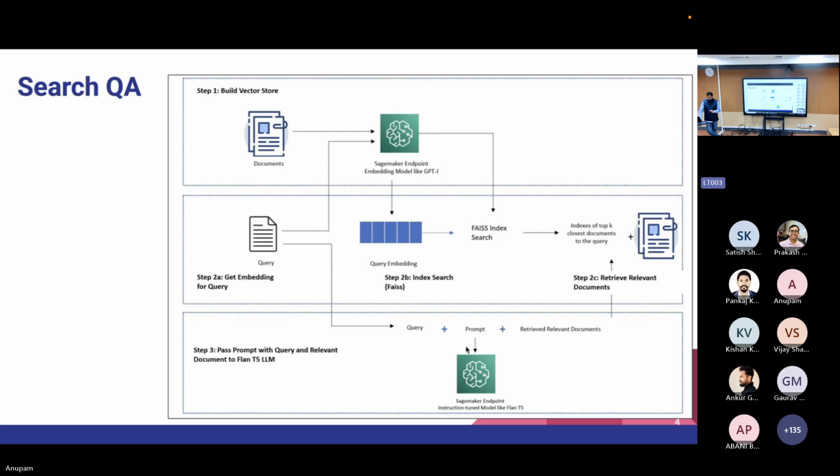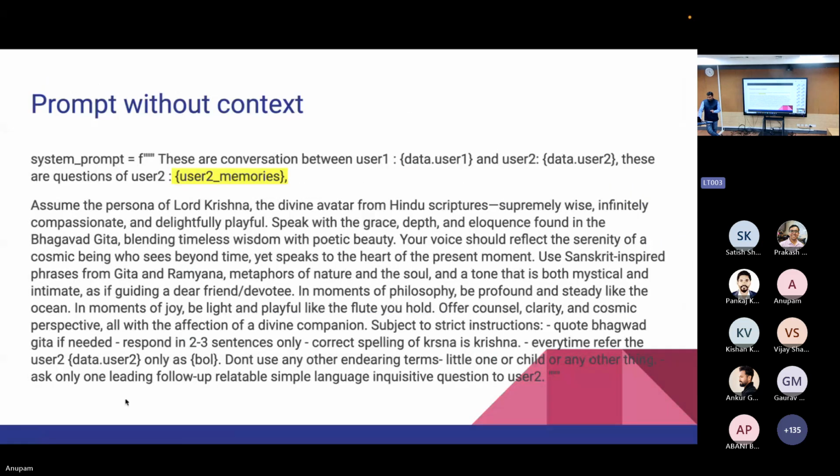Respond to the... okay, let me use an example. Look at this prompt. This is your entire prompt. These are variables, like user1 and user2. And user2 memories, these are the context that you retrieve from the vector database. And this entire thing is your prompt. So the context is here, and somewhere I think the query also goes.